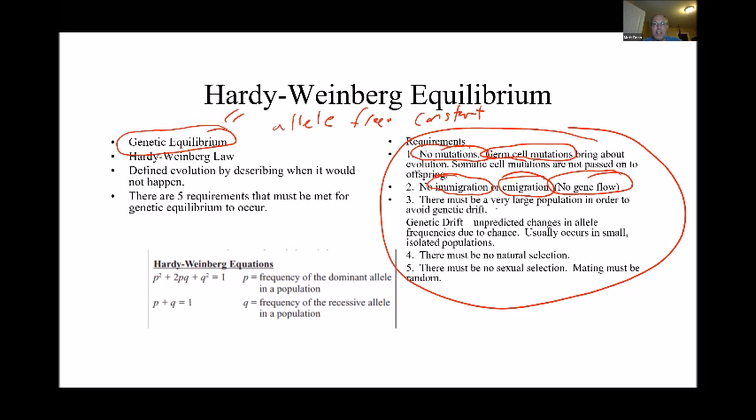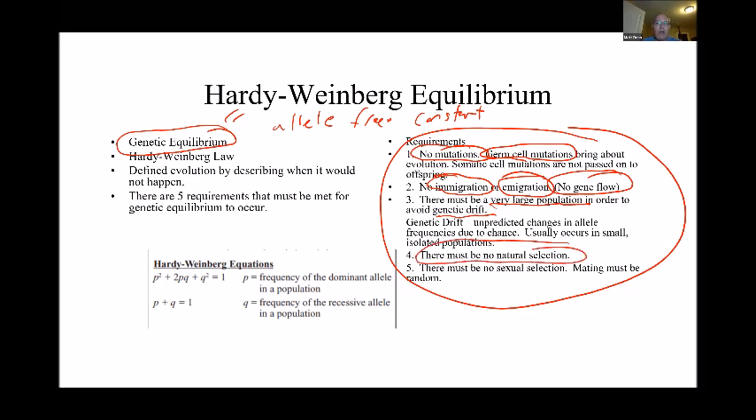Next, the population needs to be large. This is so that we don't get what's called genetic drift. Genetic drift is when essentially evolution happens by chance. It happens usually in small, isolated populations where allele frequencies change by random chance. In large populations, that's very unlikely to happen.